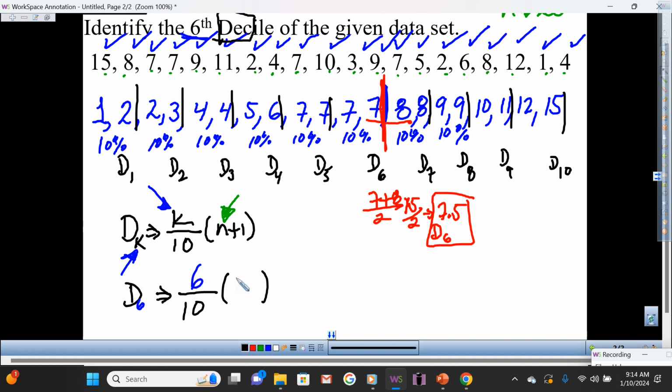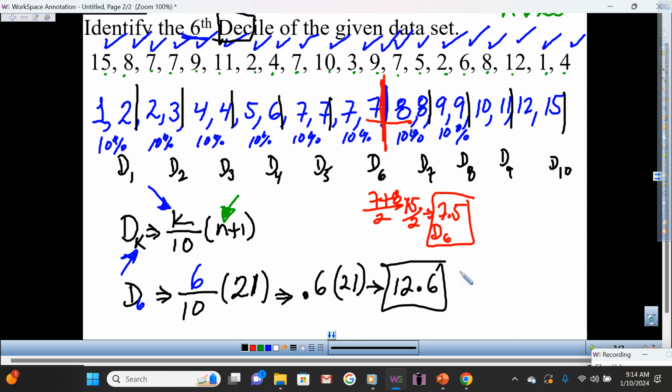I'm just going to write it to go a little bit faster. There it is. So calculators, calculate. What is 6 divided by 10? That's 0.6 times 21. What is 0.6 times 21? 12.6? That's the rank of the 6th decile.